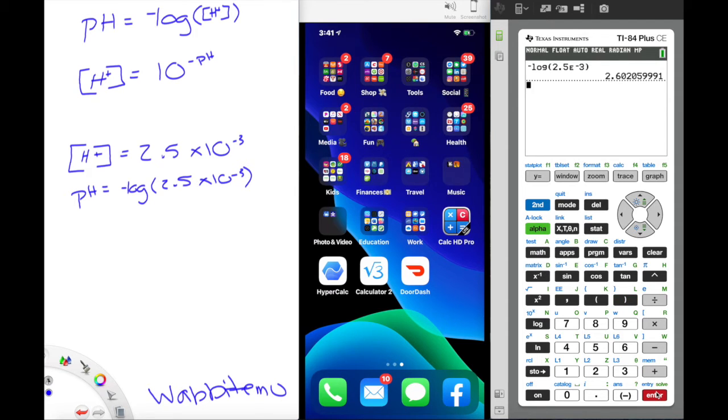And that right here gives me a pH. So my pH is going to be equal to 2.6. So there's my pH. That's the answer for this first one. Okay? So, let's go ahead and take a look at some of the other calculators that I have here.